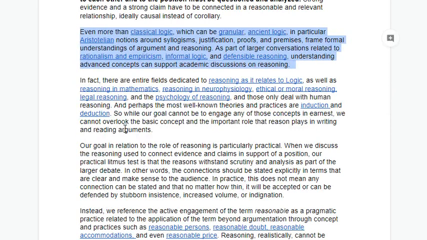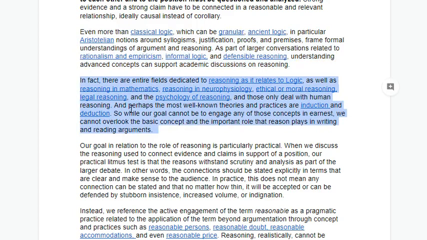As part of larger conversations related to rationalism and empiricism, informal logic and defensible reasoning, understanding advanced concepts can support academic discussions on reasoning. In fact, there are entire fields dedicated to reasoning as it relates to logic, as well as reasoning in mathematics, reasoning in neurophysiology, ethical or moral reasoning, legal reasoning, and the psychology of reasoning. And those only deal with human reasoning.